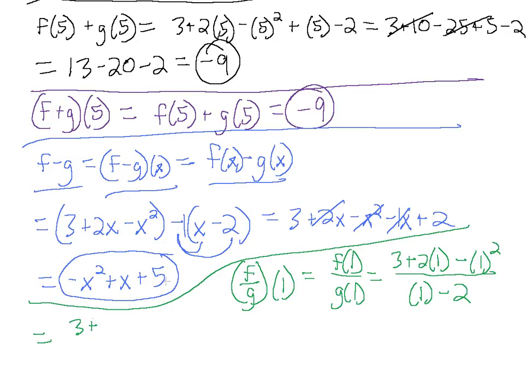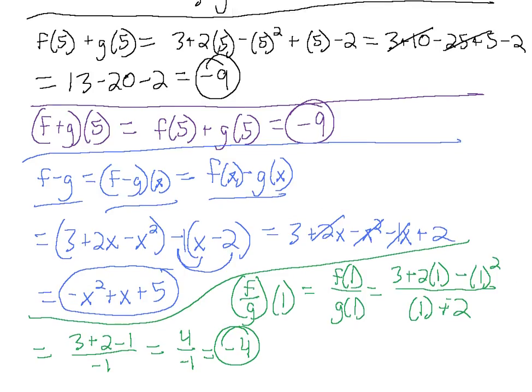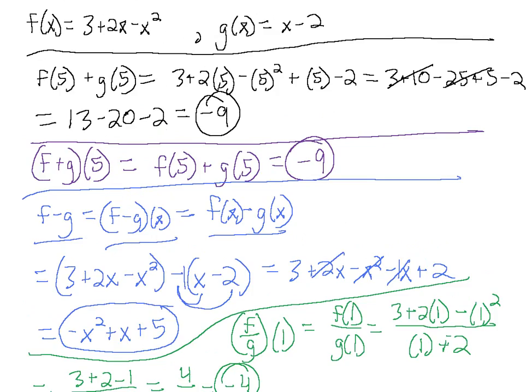We have 3 plus 2 times 1 is 2, minus 1 squared, which is 1, divided by 1 plus a negative 2, which is minus 1. 3 plus 2 is 5. 5 minus 1 is 4, divided by negative 1, which will simply give us a minus 4. All right, so minus 4 is f divided by g of 1. So we're simply writing compositions here. Let's go ahead and clear a little space. We have time to do one more.